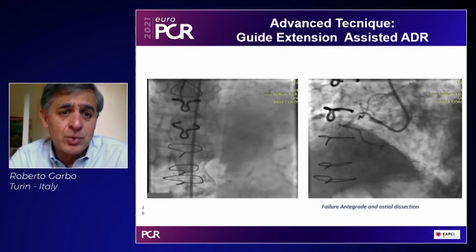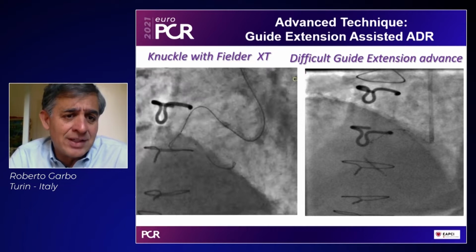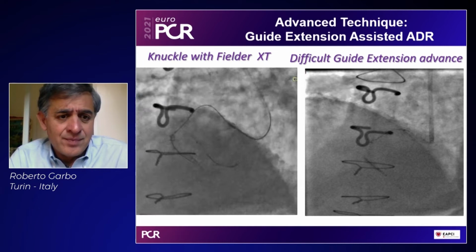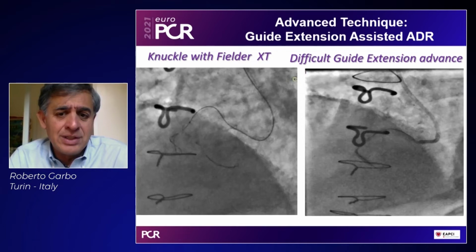You can see here the case with a failed antegrade ostial dissection of this complex right. And then on the left, I needed to knuckle with Fielder XT. You can see the knuckling in some seconds. And after that, the advancement of the guide extension was really difficult because of the calcification of the vessel. And even with the anchoring balloon, I made a lot of effort to advance the guide extension.